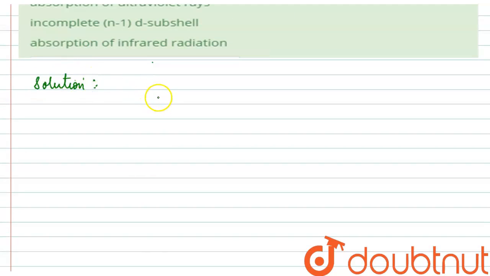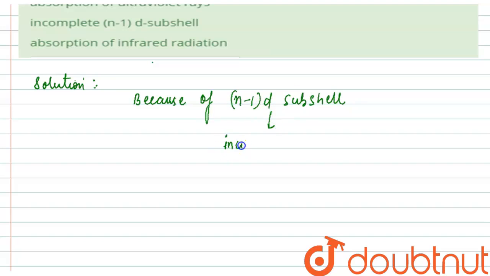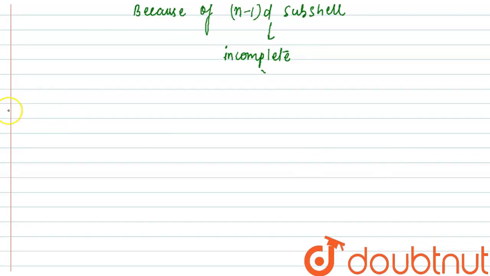So we have a color in some of the transition metal compounds, and that is because of the N-1 d subshell that it has, which is incomplete. So due to the incomplete N-1 d subshell, it shows color. Now what exactly happens here is that the d orbitals of the central atom, when attacked by a ligand, split into different energy levels. Let me just write it down.